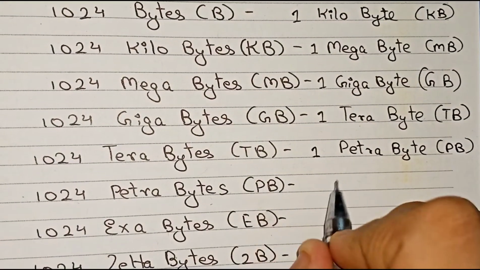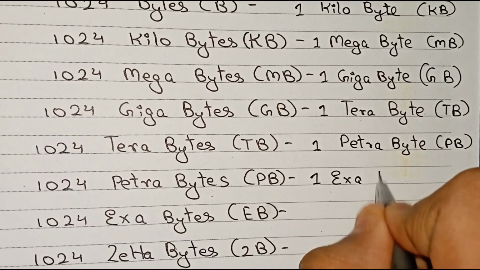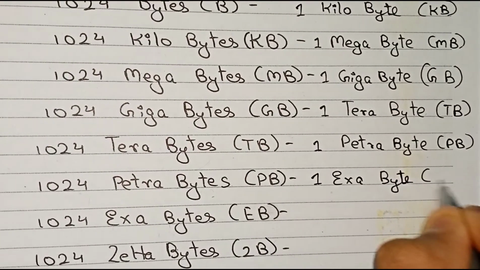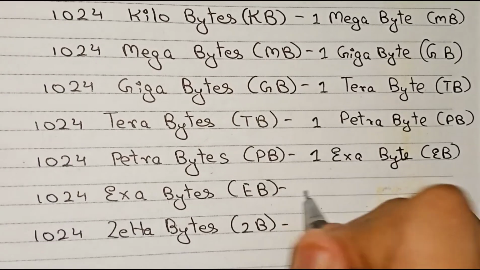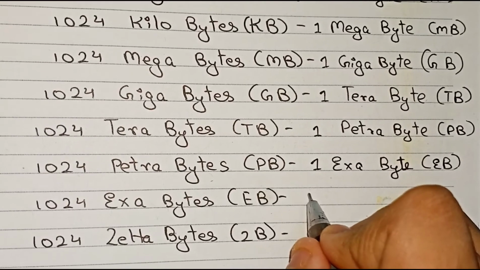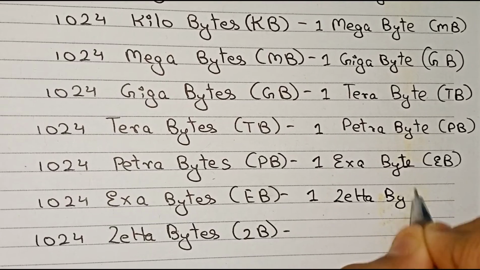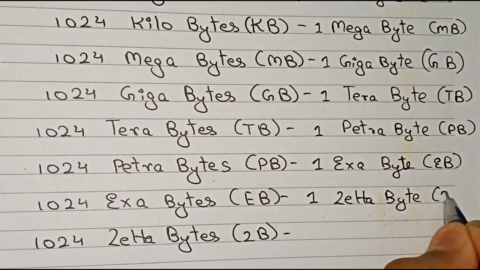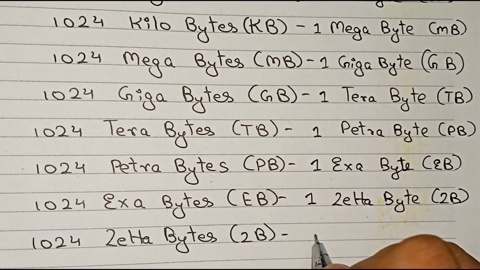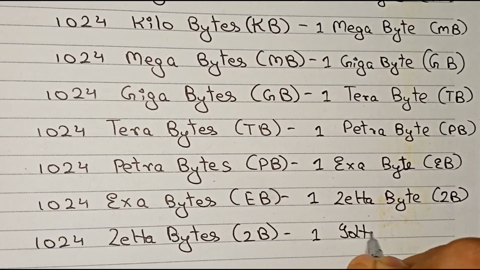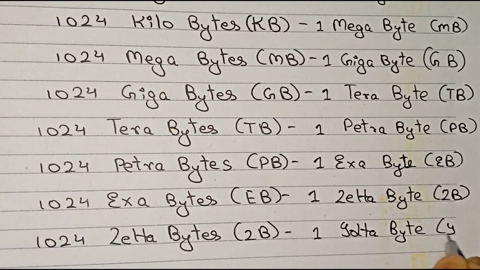Now 1024 petabytes will be equal to 1 exabyte, that is EB. Now 1024 exabytes will be equal to 1 zettabyte, that is ZB. And finally 1024 zettabytes will be equal to 1 yottabyte, that is YB.